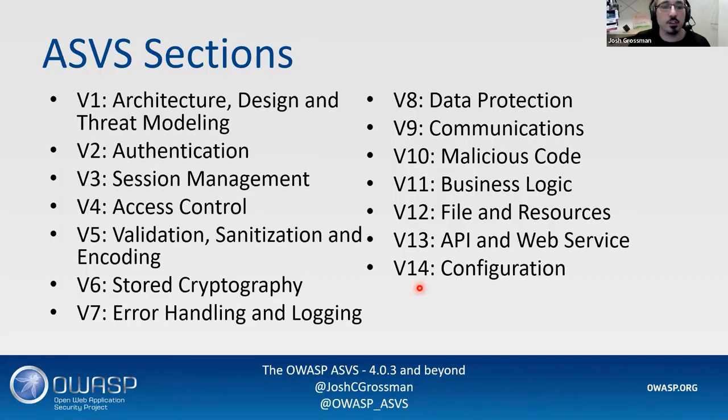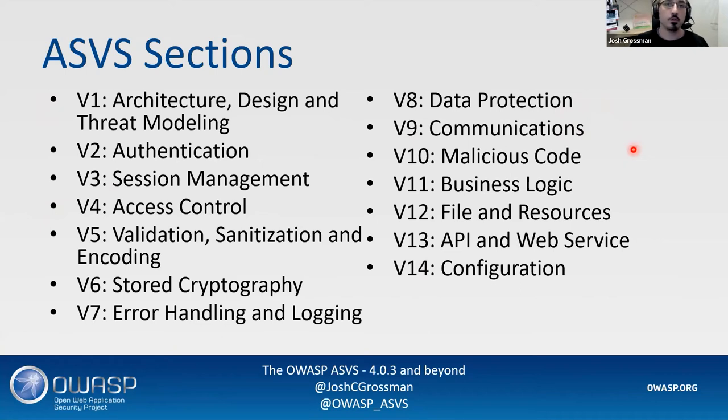So the standard is split into a set of chapters, and as you can see, this is quite comprehensive. Various different chapters cover various different areas of security, all the things that you'd expect to see from a comprehensive application security standard. And again, each of these has sections and requirements within the sections related to that particular area.